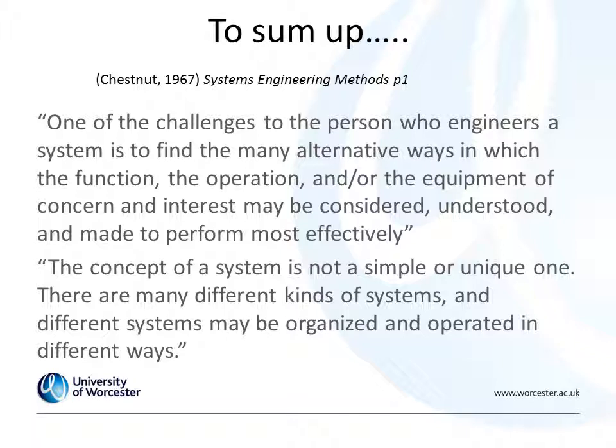The other thing that Harold Chestnut states is that the concept of a system is not a simple or unique one, and he actually states how many different kinds of systems there are, and that different systems are organised and operated in different ways. For instance, as individuals, we belong to a social system, we have an economic system, we are the product of several educational systems, and we can be a member of one or more family of systems. We also hear things like the solar system, energy system, economic system, which I've mentioned earlier.